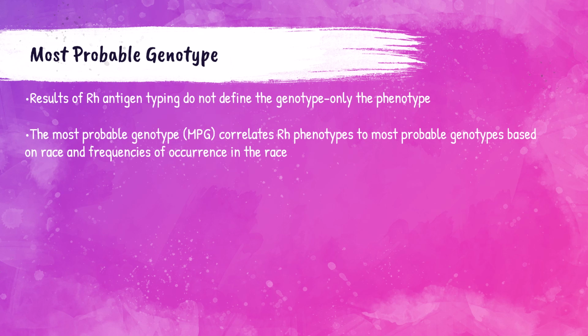In that lecture, remember the black pugs and the fawn pugs that we did Punnett squares with? The color of the pug is the phenotype, whether it's black or fawn. The genes that make the pug either black or fawn, that is the genotype. So when we type a patient for their Rh antigen status, we only know their phenotype, which is Rh positive or Rh negative. The most probable genotype correlates Rh phenotypes to the most probable genotypes based upon the patient's race and frequencies of occurrences in the race.